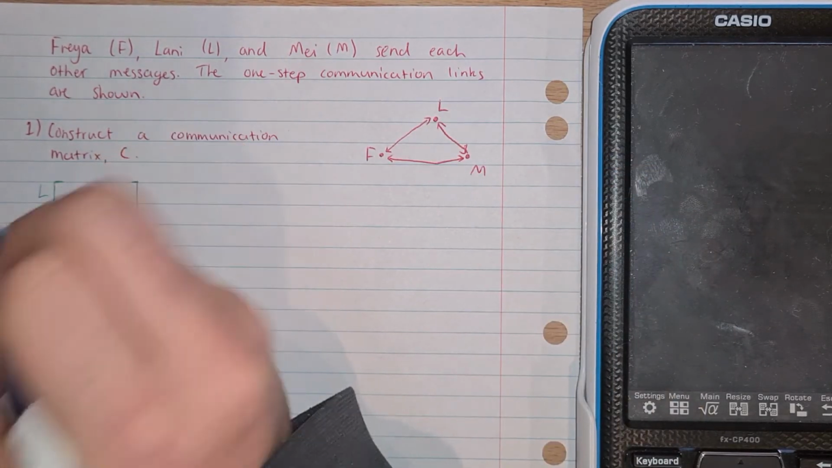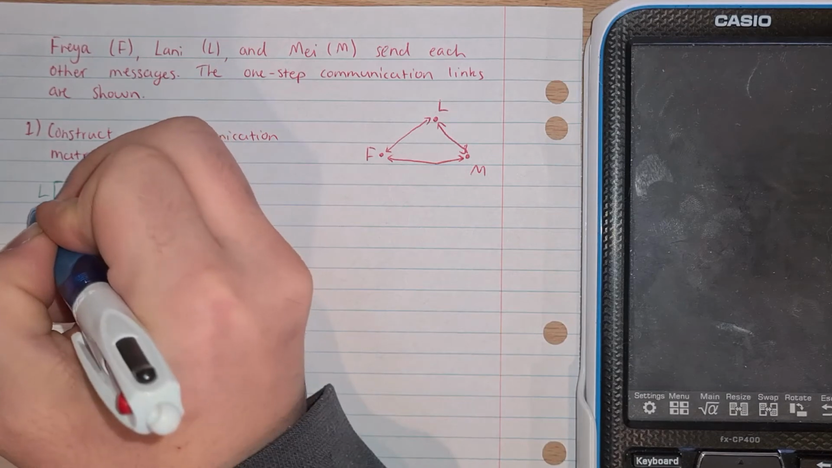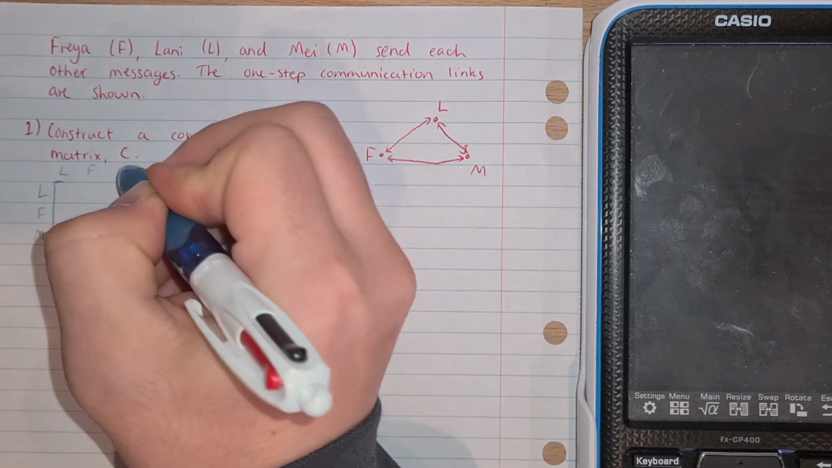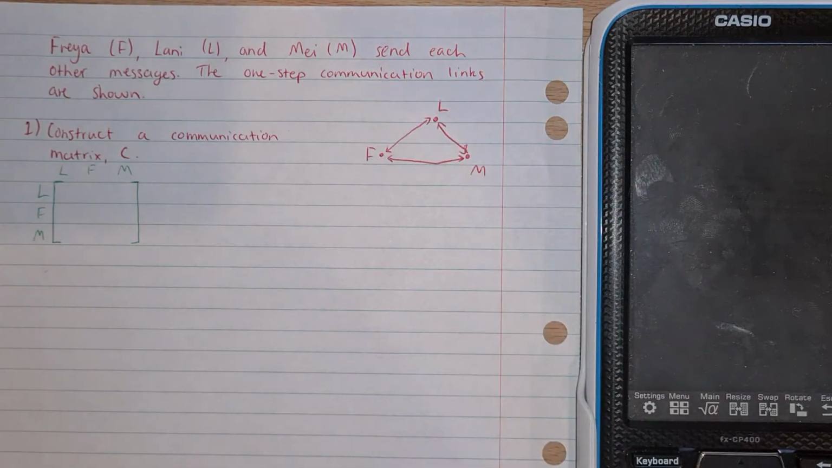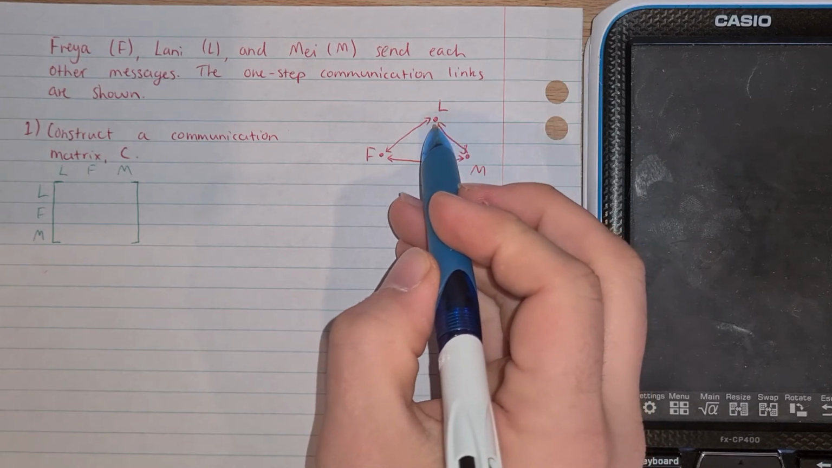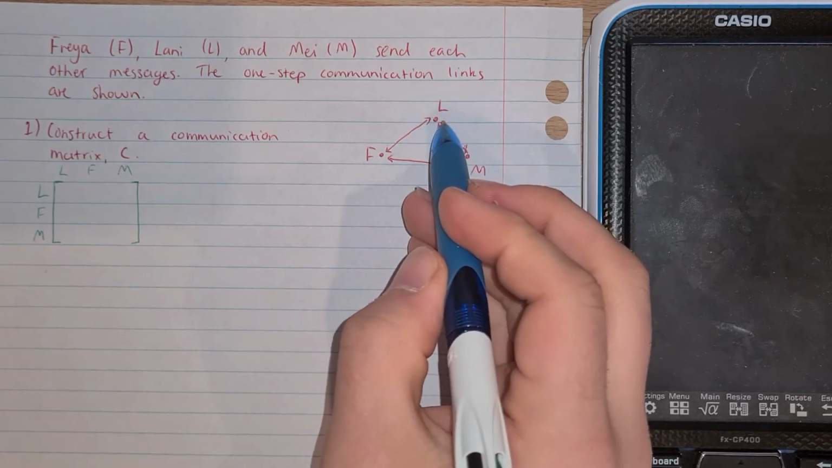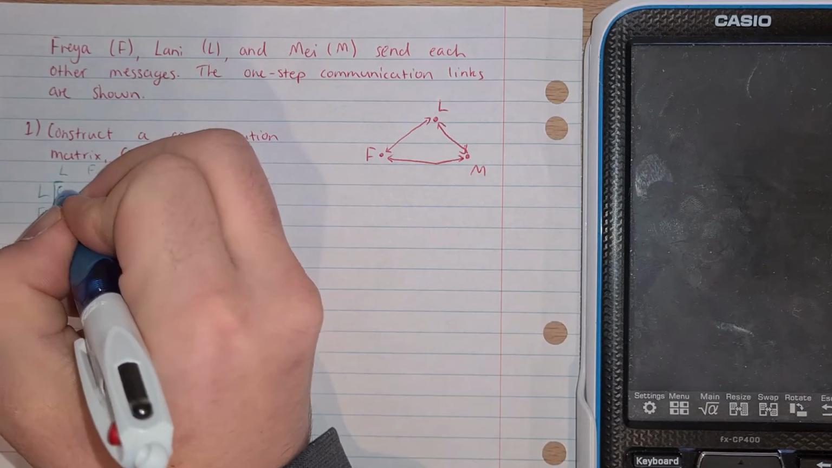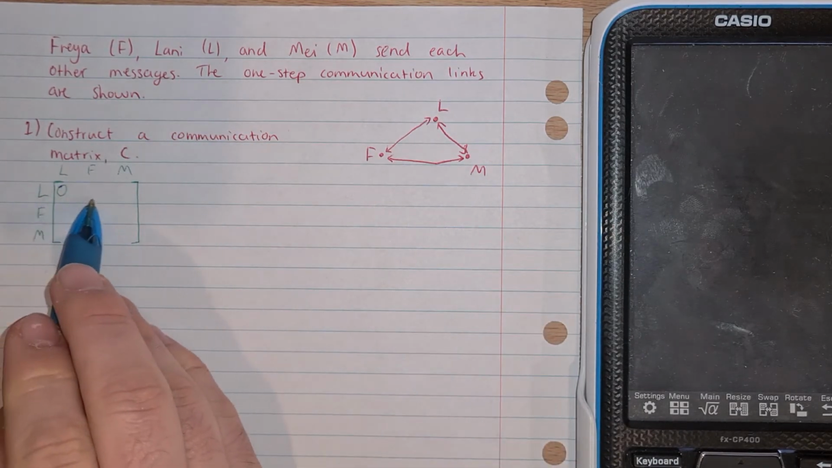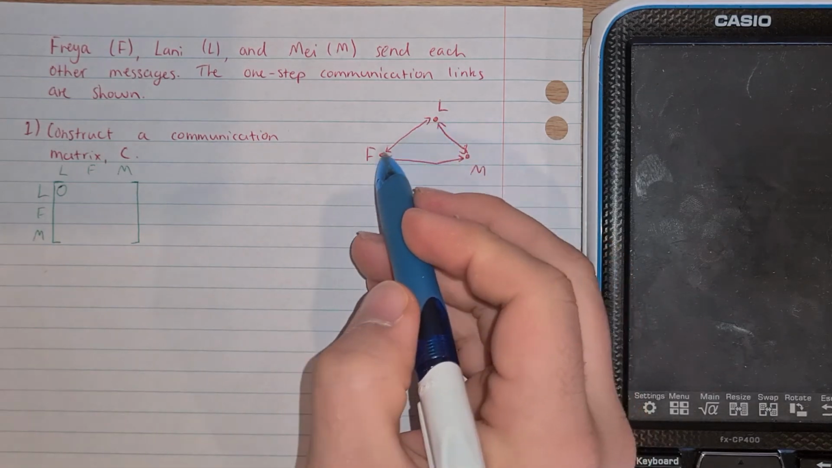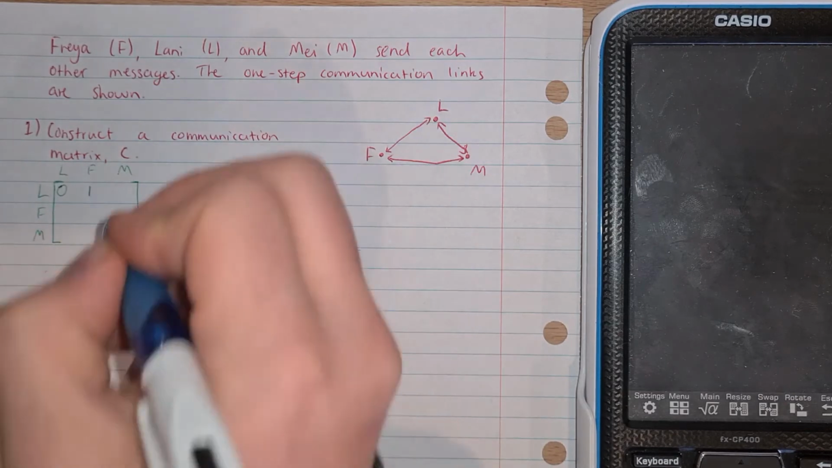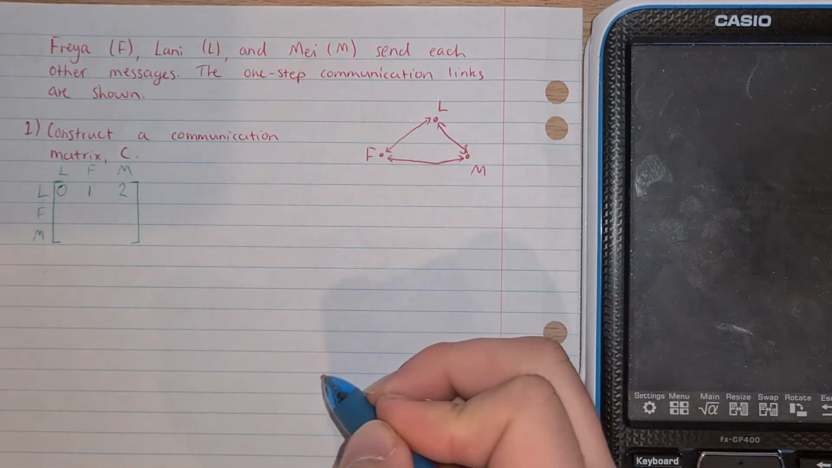Let's say we've got Lani, Freya, and May. From Lani to Lani, there's no loop here, so there's no link for Lani to send a message to herself. Lani, however, can send a message directly to Freya, so we've got a 1 here. And she can also send a message to May.